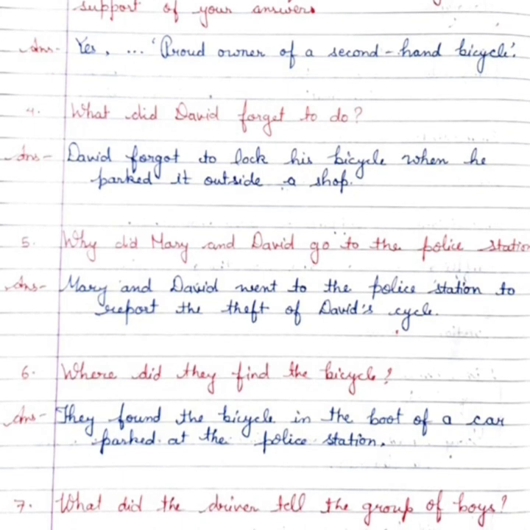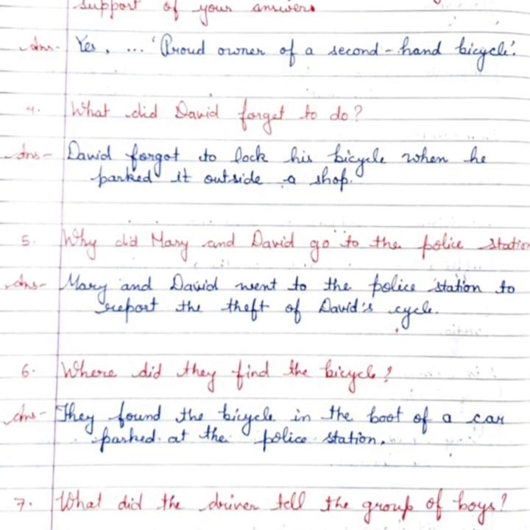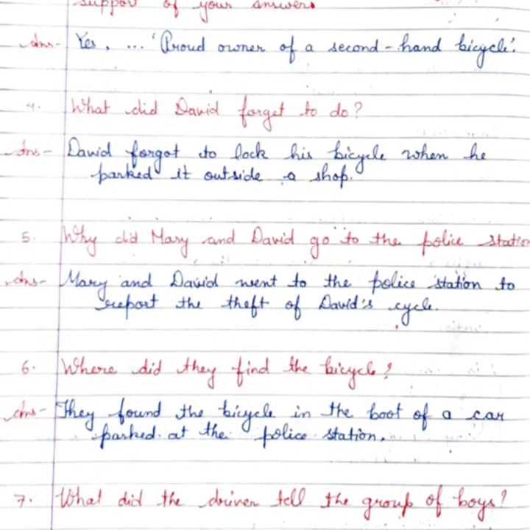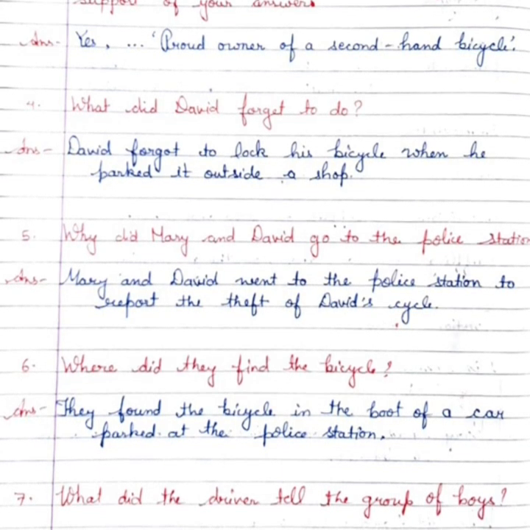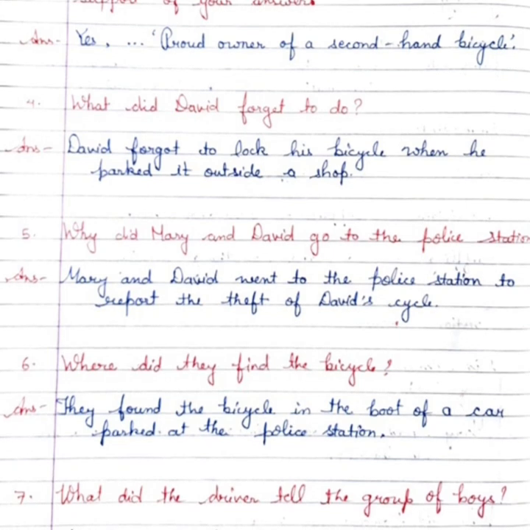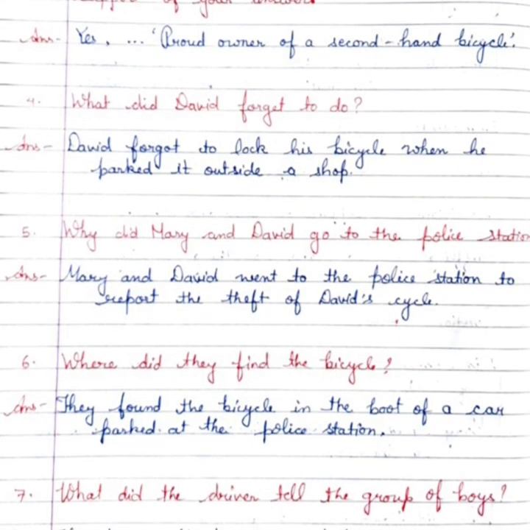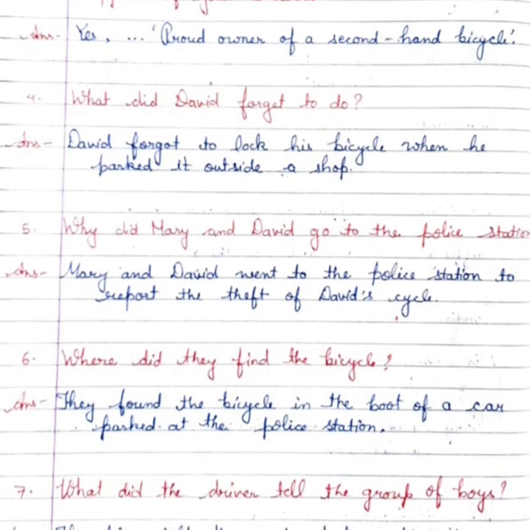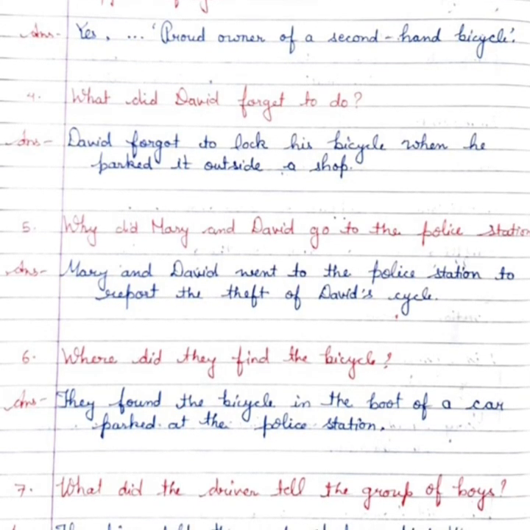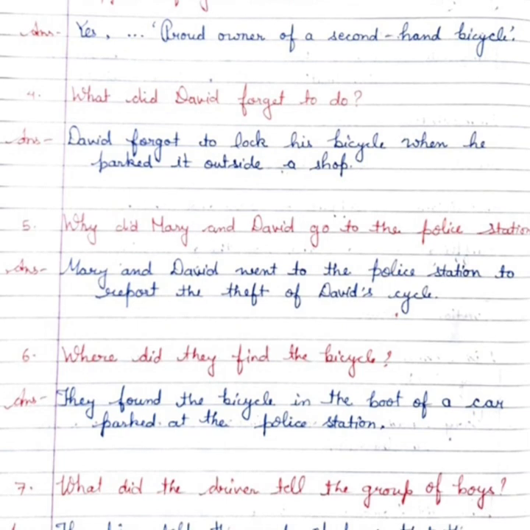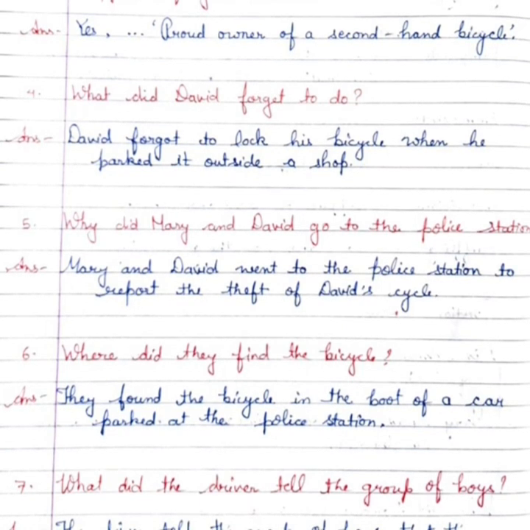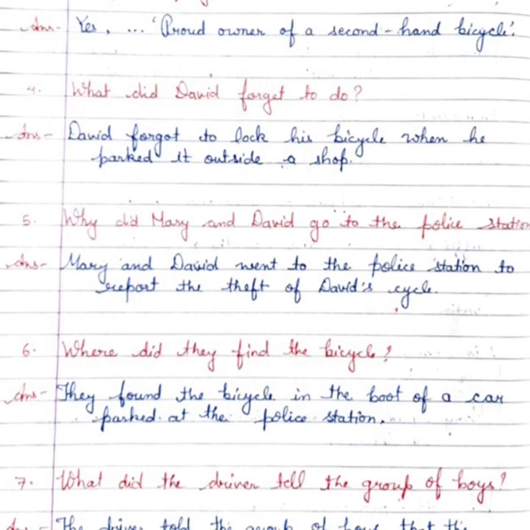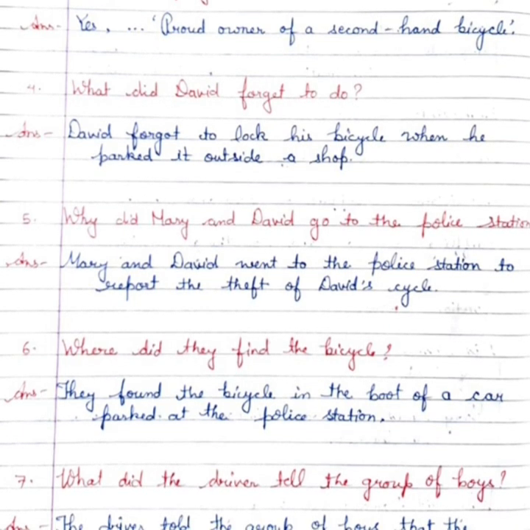Now let's do the next one, question number 6. Where did they find the bicycle? उन्हें वो bicycle कहाँ पर मिली? Okay, so let's write the answer. They found, find is the first form of verb and found is here second form of verb. Yes. So wherever we find did, तो वहाँ पर आंसर के टाइम पे हमें वर्ब की सेकेंड फॉर्म लिखनी होती है. यस. सो दे फाउंड द बाइसिकल इन द बूट ऑफ अ कार पार्क्ड एट द पुलिस स्टेशन.